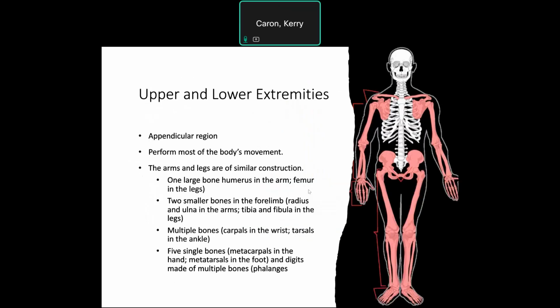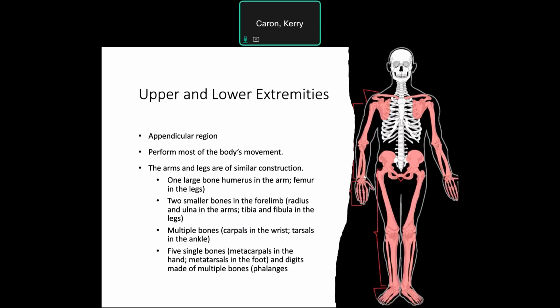Okay, so appendicular, upper and lower extremities, and it's highlighted in this picture nicely. What's in white is the axial skeleton. What's in pink is the appendicular. So most of our movement happens here. Okay, we have humerus, large bone in the arm, long bone. We have a femur in the legs.